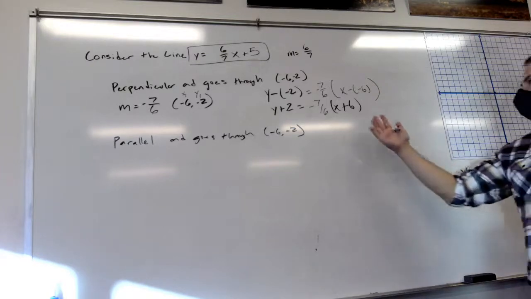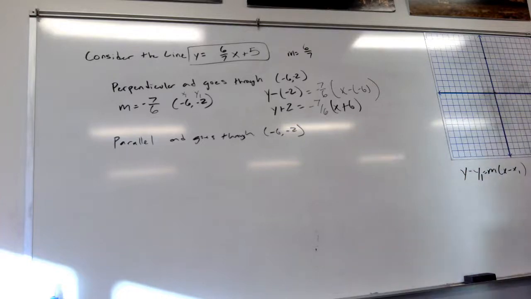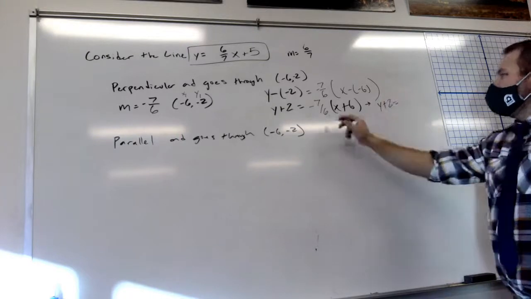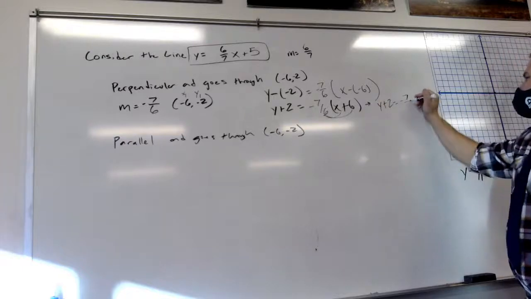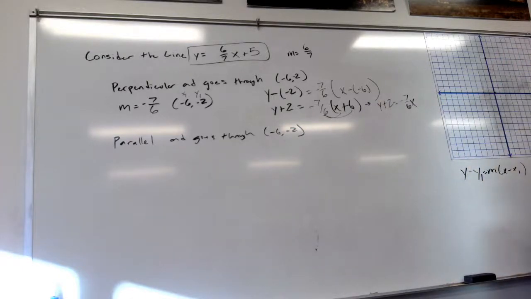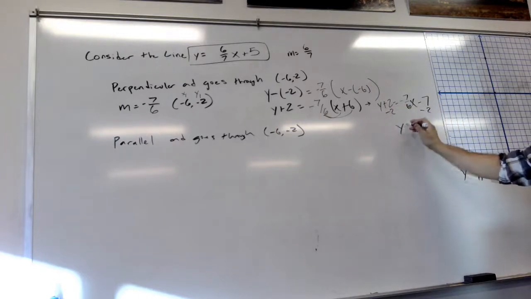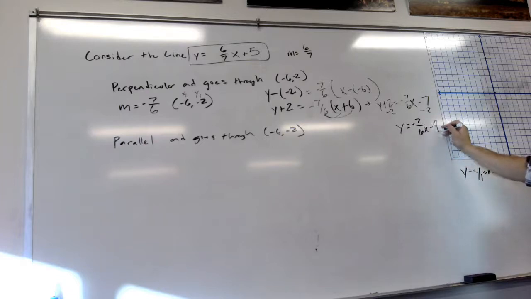Okay, what do we do next to get it to slope-intercept form? Yeah, we have to distribute. So that's going to give us y plus 2 equals, when we distribute, negative 7/6 x. Does anyone want to guess what negative 7/6 times negative 6 is? Which is 7, which is pretty cool. Remember, you guys have a calculator, you can do that. Last thing we're going to do is subtract 2 to get y alone. And our equation for perpendicular is that.